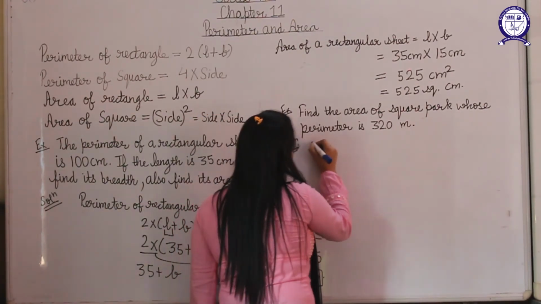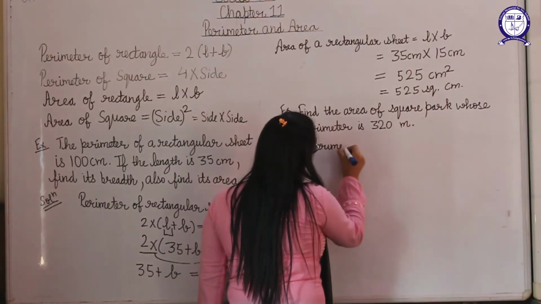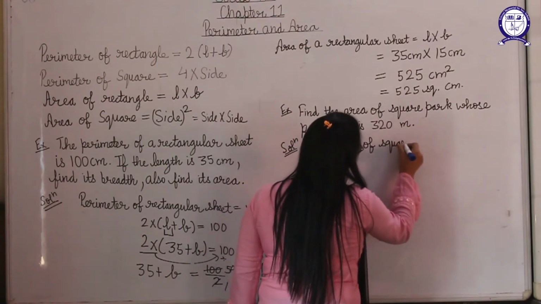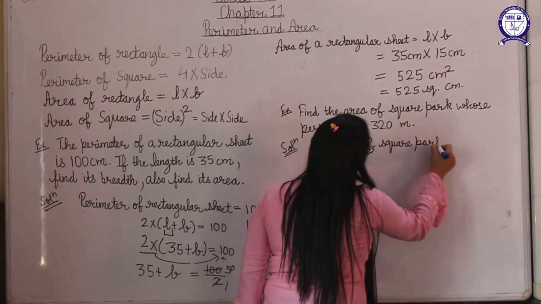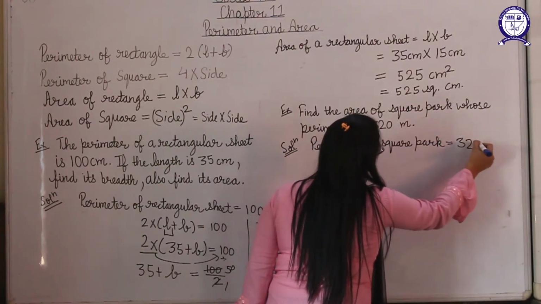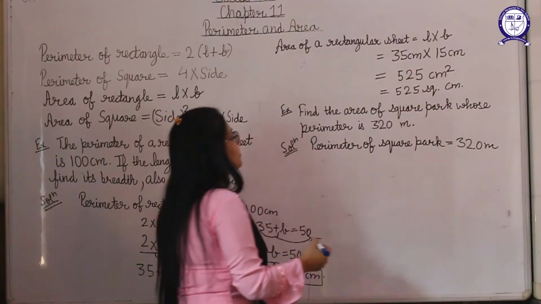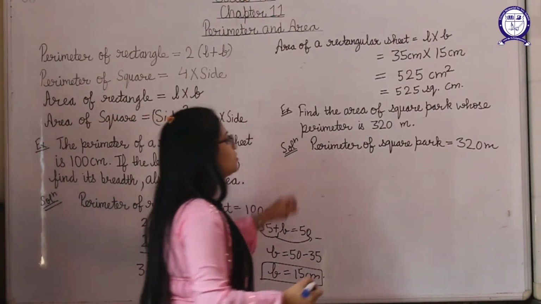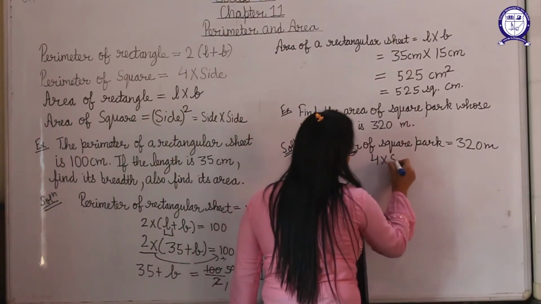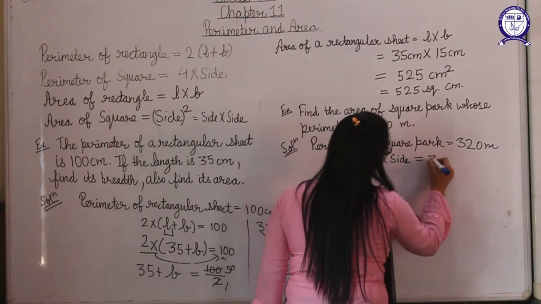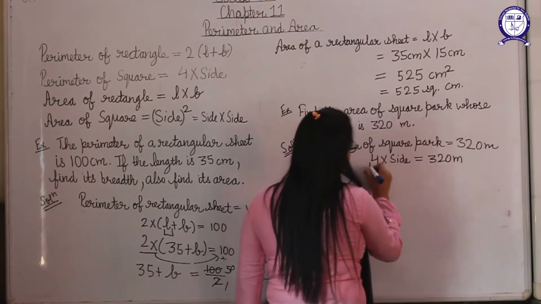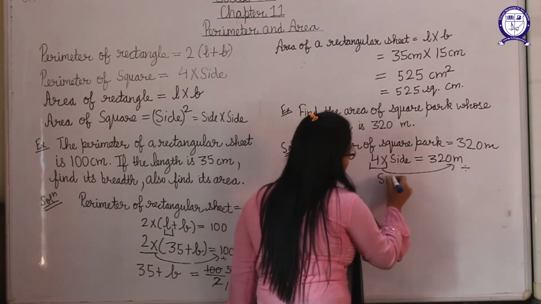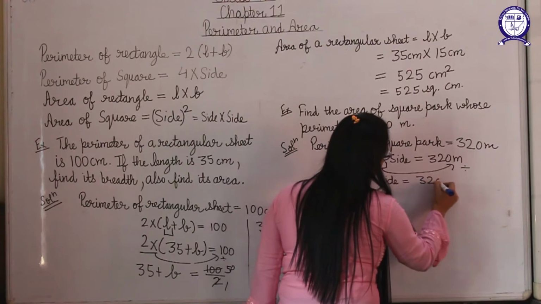We will write here that perimeter of square park is equals to 320 meter. This is given to us in the question. Now what is the formula for perimeter of square? Perimeter of square is 4 multiply side. So we can write here that 4 multiply side will be equals to 320 meters. So as 4 is in multiplication here, so on that side it will divide, right? So side is equals to 320 divided by 4.